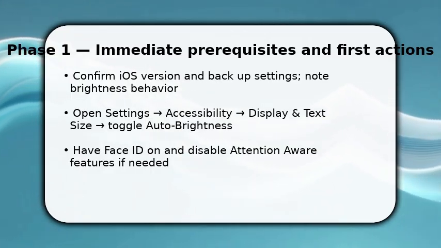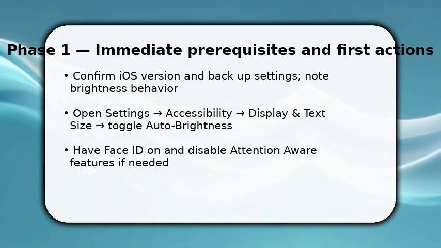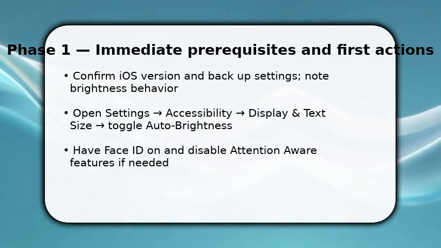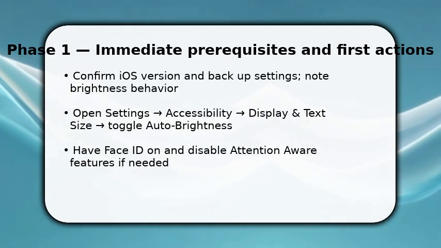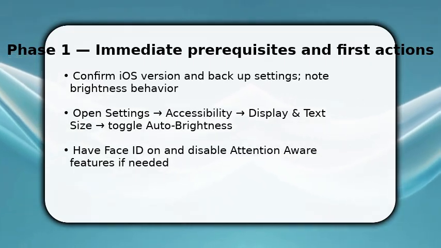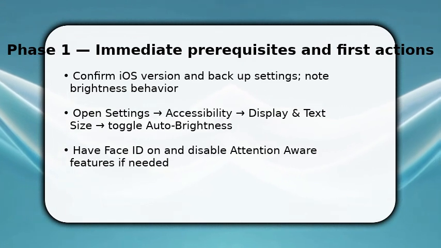First, toggle Auto Brightness off, wait a few seconds, then turn it on again to reset its calibration. Make sure to note how brightness responds to different lighting. This helps verify whether the change fixed the sensor or if deeper steps are required.